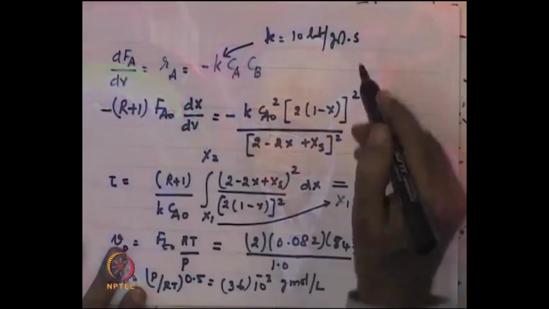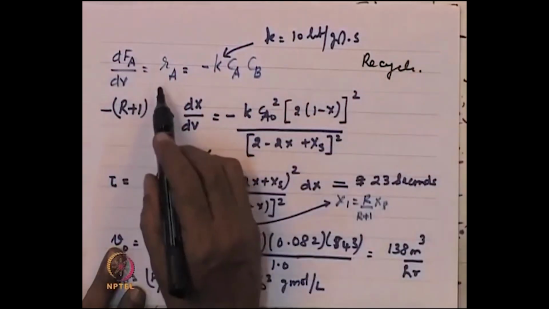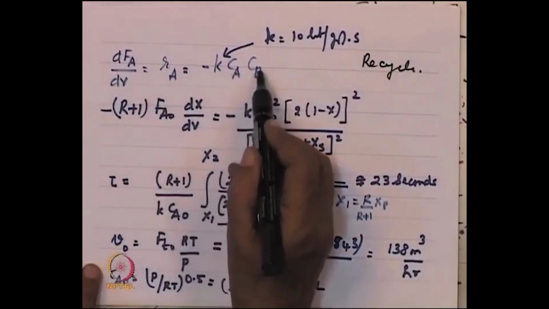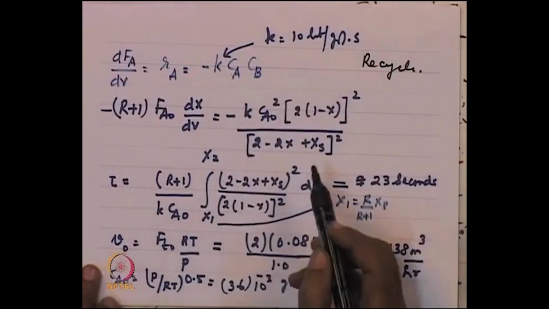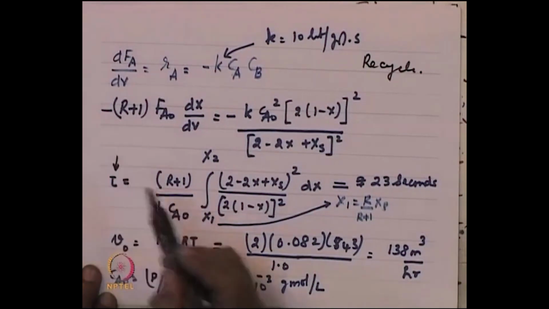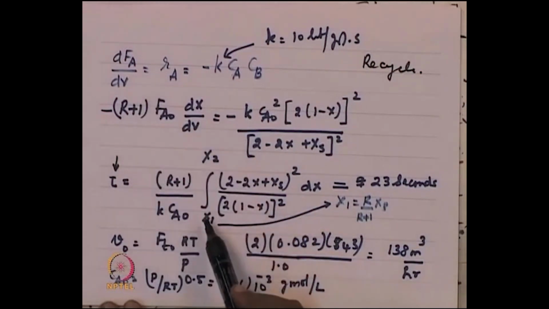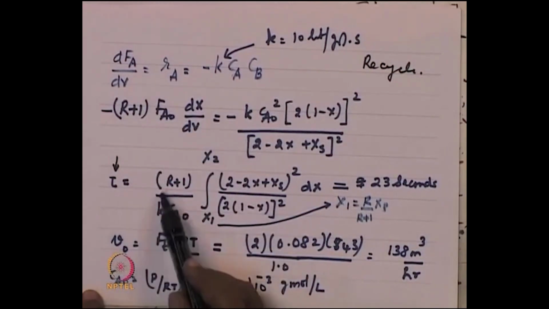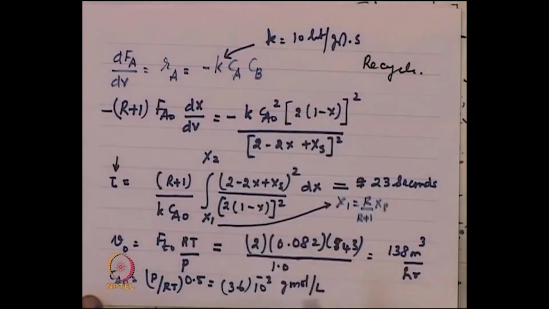Okay. So, what is the reactor volume? The reactor volume, if you want to calculate for a recycled reactor, we said dFA/dV is RA, which is K CA CB, and we know what is CA and what is CB just now. So, we can substitute for all that, and therefore, we get an expression for the residence time in a recycled reactor in terms of all these variables. We can simplify this and show that residence time is simply (r + 1)/(K CA0) times the integral from x1 to x2 of all these expressions.